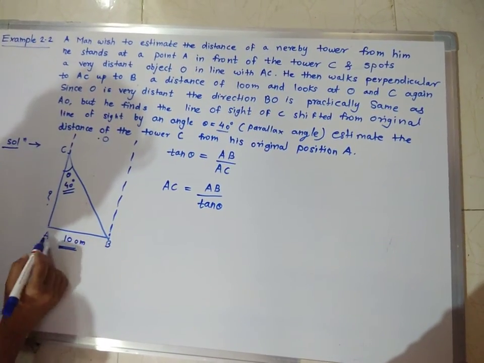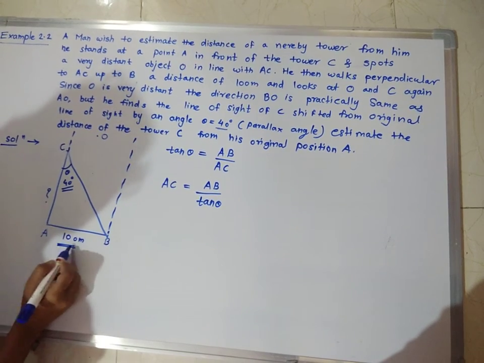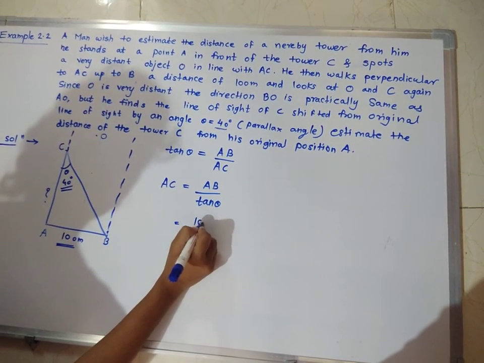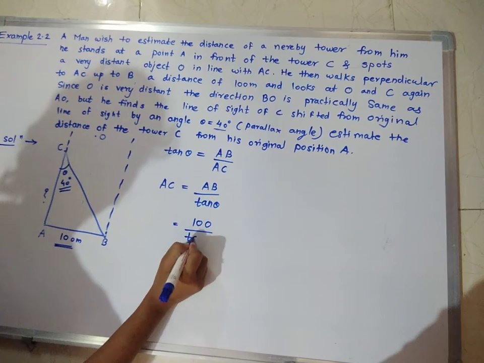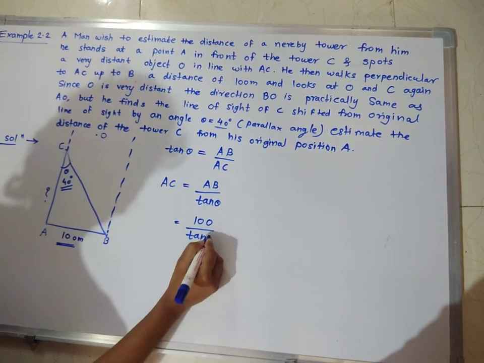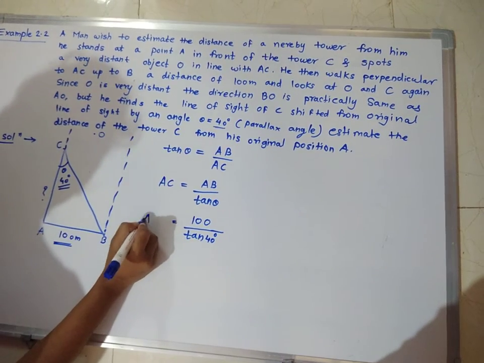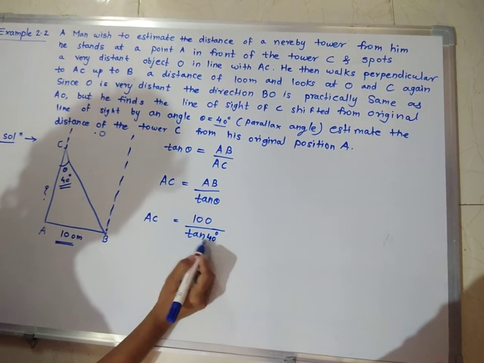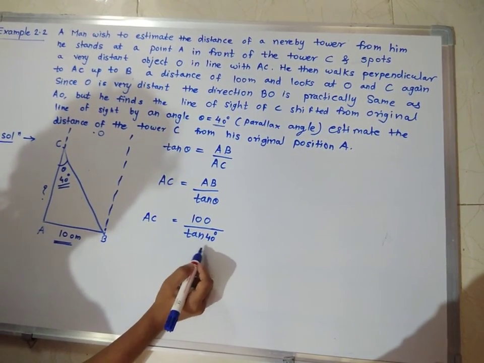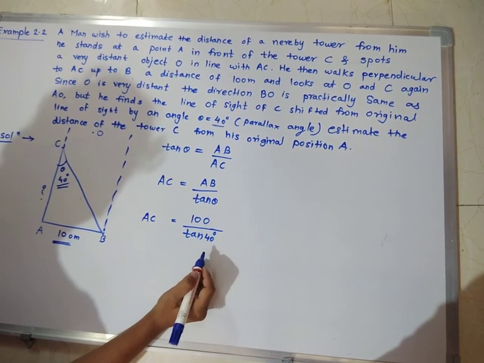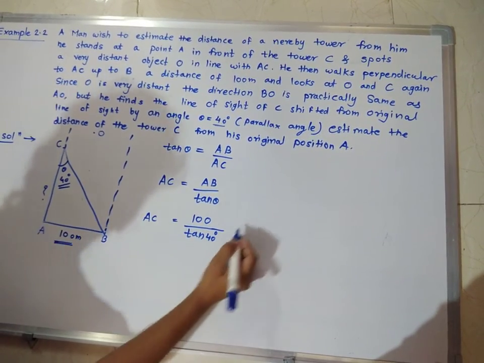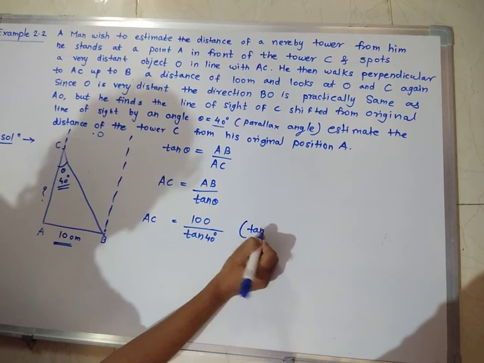From the figure, the AB distance is 100 meter. So write down 100 upon tan theta. Theta is 40 degree, and it is nothing but the parallax angle. And we can find out AC. Tan 40 you can find out with the help of log table, that we will see afterwards. Just try to understand what is the value of tan 40 degree.